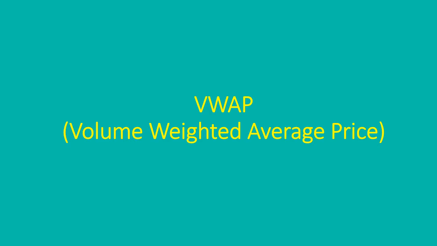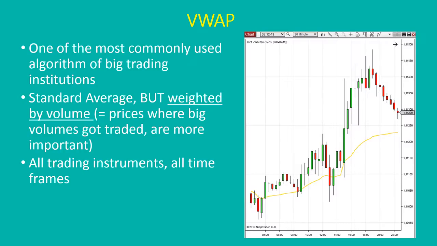First let me tell you what VWAP stands for. VWAP stands for volume weighted average price. VWAP is an indicator and it's one of the most commonly used algorithms for big trading institutions. As you probably know, I'm not really into trading with indicators, but VWAP is something completely different. What I like about it is that it's based on volumes. And as you know, I'm really into trading with volumes because big trading institutions trade using volumes.